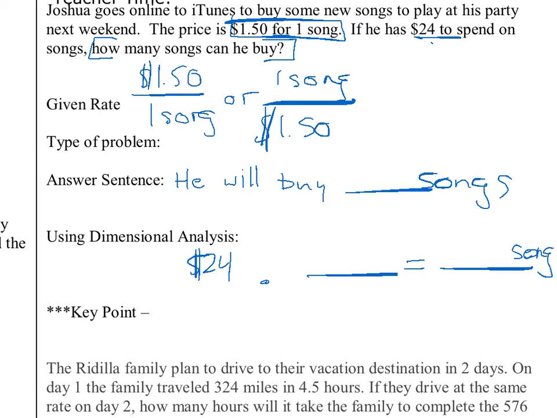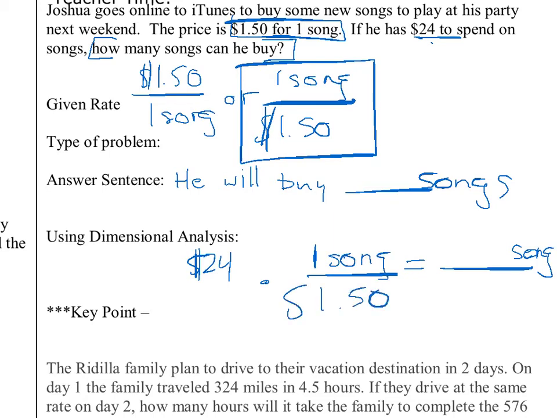So I start with $24, but I need to change that $24 to a number of songs. This time, instead of using this first rate, I see that if I want to cancel out dollars and end up with songs on top, I need to use this rate. One song over $1.50. As I cancel out my units, dollars cancels out with dollars. I'm left with songs as my unit, 24 on top, and $1.50 on bottom, which leads us to prove that this is indeed, instead of a multiplication like the last problem, this one is a division.